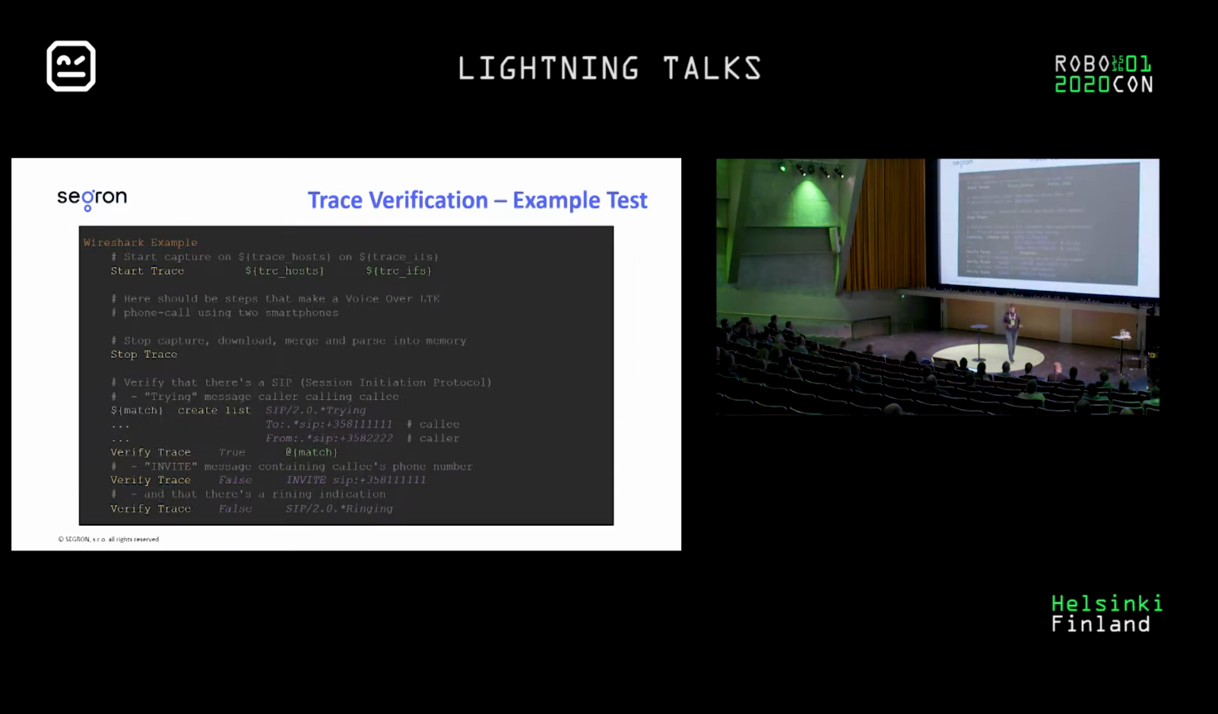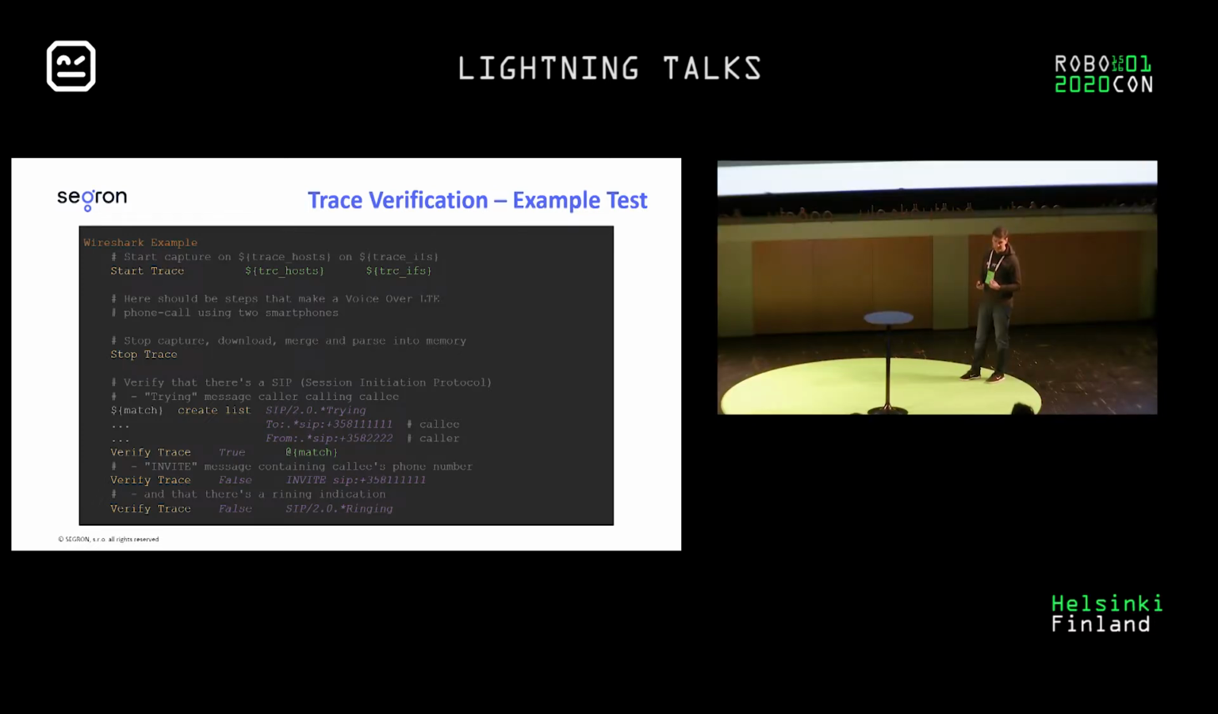So how does it actually look on the test case level? Quite simple. You start trace, and you have variables there which contain the trace host IP addresses and the interfaces where we want to start the capture. Then you do something there; I just omitted the steps where we are making the phone call. At the end, we stop the trace, and that stop trace keyword downloads the PCAP files and does the parsing and so on. Then we use this verify trace keyword to find the messages that should be in that trace.